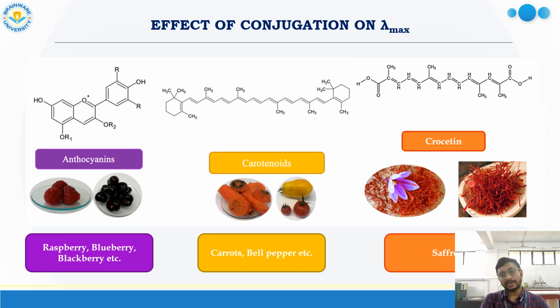Same thing happens with saffron. Crocetin also gives you greater resonance, so greater wavelength at lambda max. Okay.